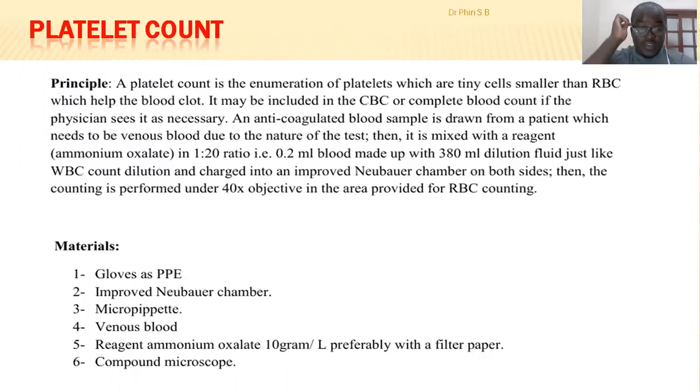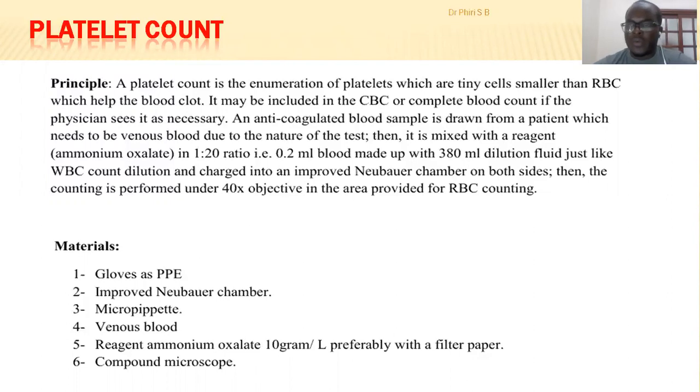In this case, the most common reagent that is used is ammonium oxalate. When you mix it with blood, it's going to destroy the red blood cells. It will cause lysis of red blood cells so that you will be able to count the platelets. Otherwise, if the red blood cells are also there, it's very difficult to count platelets because you have so many red blood cells. So you need a reagent that can destroy the red blood cells. Then you remain with a bit of white blood cells and platelets, so it will be easier for you to count the platelets.